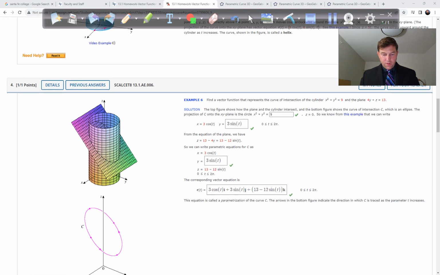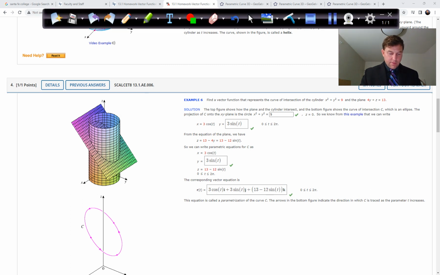Okay, in problem 4, they're going to have us intersect a circular cylinder with a plane. So they drew it down here. This curve C is the intersection of those two shapes, and you can see it will look very nicely like an ellipse, like this. Okay, so how did they get that? It says find a vector function that represents the curve of intersection of the cylinder x squared plus y squared equals 9 and the plane 4y plus z equals 13.